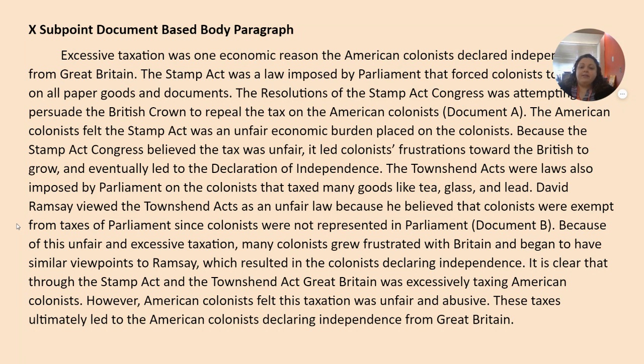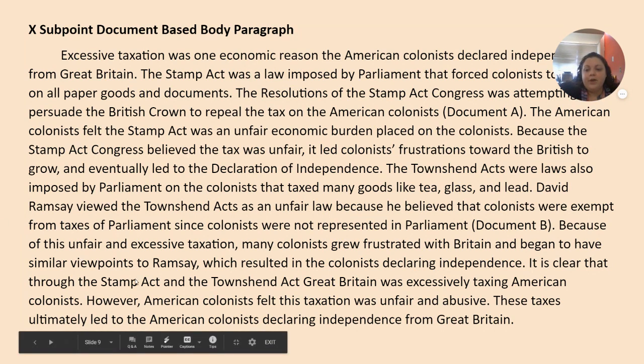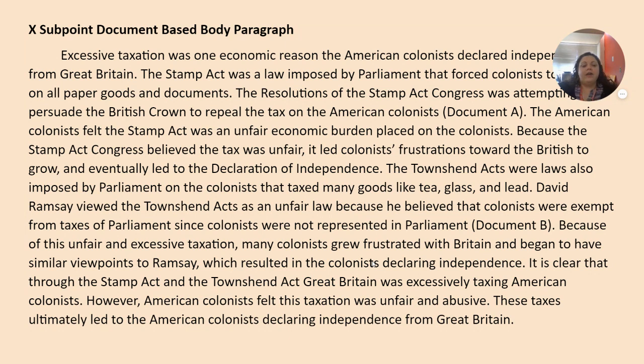Because of this unfair and excessive taxation, many colonists grew frustrated with Britain and began to have similar viewpoints to Ramsay, which resulted in the colonists declaring independence. We are linking his viewpoints to causing the Declaration of Independence. So then, just to summarize, it is clear that through the Stamp Act and the Townshend Act, Great Britain was excessively taxing American colonists. However, American colonists felt this taxation was unfair and abusive. These taxes ultimately led to the American colonists declaring independence from Great Britain.